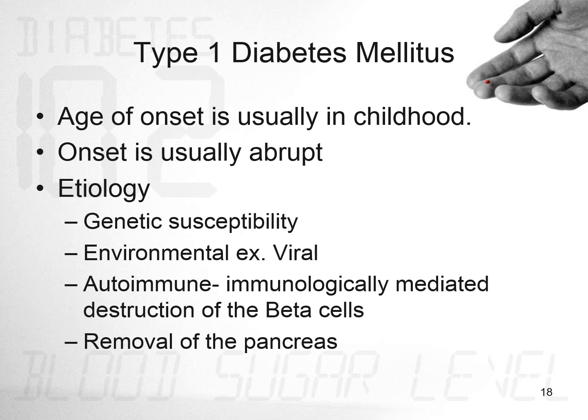So type 1 diabetes, the age of onset here is usually in childhood. Onset is typically abrupt. Our etiology here, there could be a genetic susceptibility or environmental, examples like viruses, autoimmune, then immunologically mediated destruction of our beta cells, which are our insulin producing cells, or the removal of the pancreas.